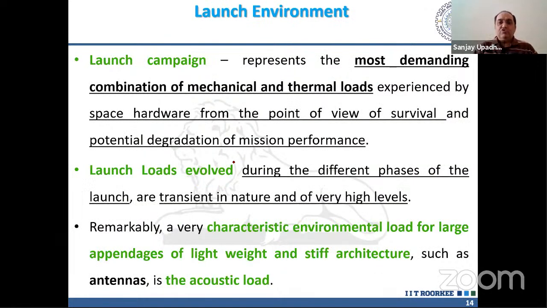Launch environment is also a much more demanding combination of mechanical and thermal load. If you observe a space shuttle launch, for example at Sriharikota, when we see it on the media or news, there is a lot of vibration, noise, heat, everything. So this is a combination of mechanical and thermal loads.